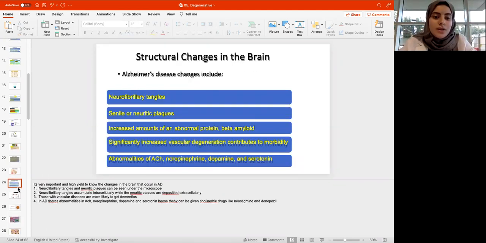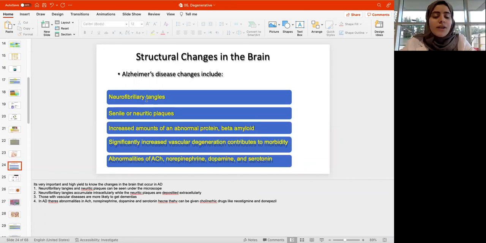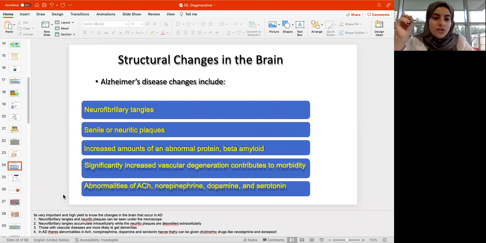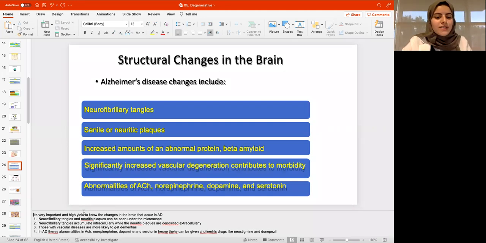Okay, now structural changes. We kind of mentioned some of these, the two proteins. We said neurofibrillary tangles and amyloid. Do you guys remember where they accumulate? One of them accumulates intracellularly and the other one accumulates extracellularly. Do you remember which protein? Okay, beta amyloid extracellularly, tau intracellularly. Yep.